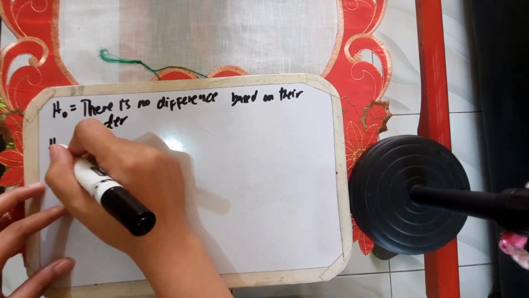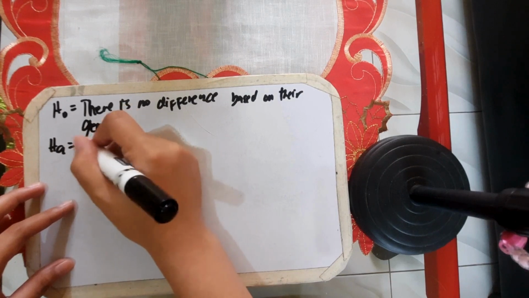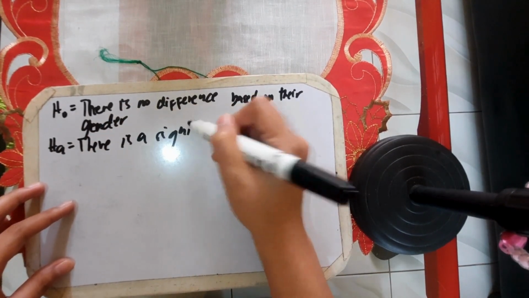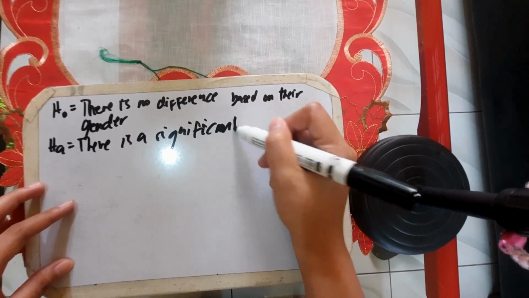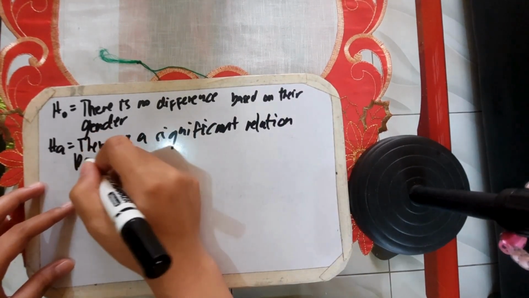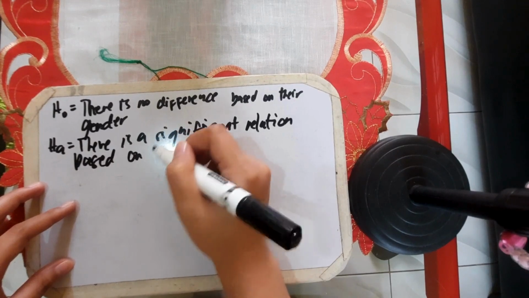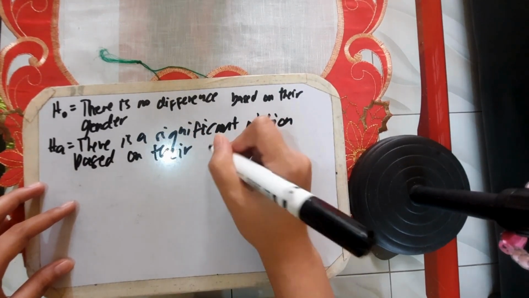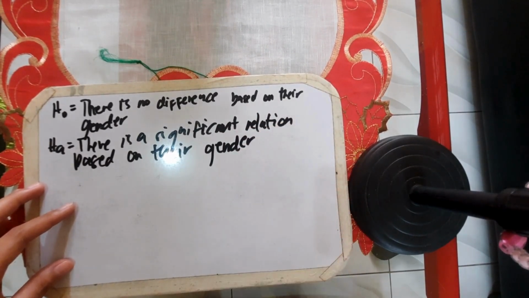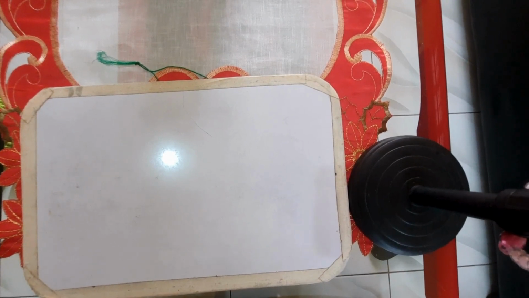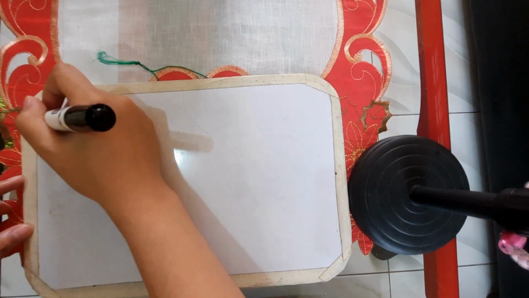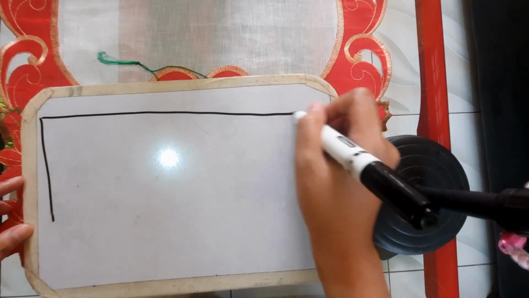While for our alternative hypothesis, there is a significant relation based on their gender. To make things easier, we'll put the observed values on a table.